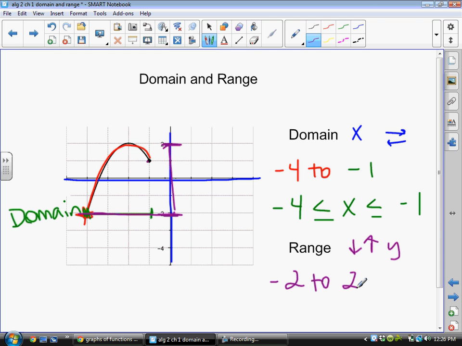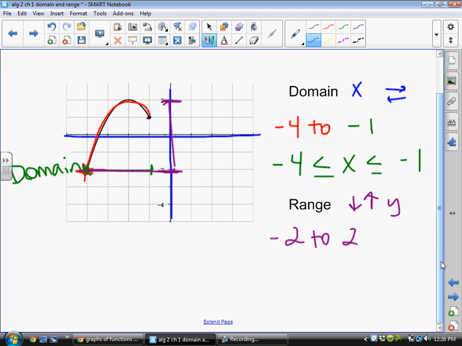So if I use the inequality notation, I'm going to write the smaller number, less than the variable, less than the larger number. Oops, caught myself here. This needs to be a y. That's a really important thing. A lot of you are going to mess that up, and see, even I did that.